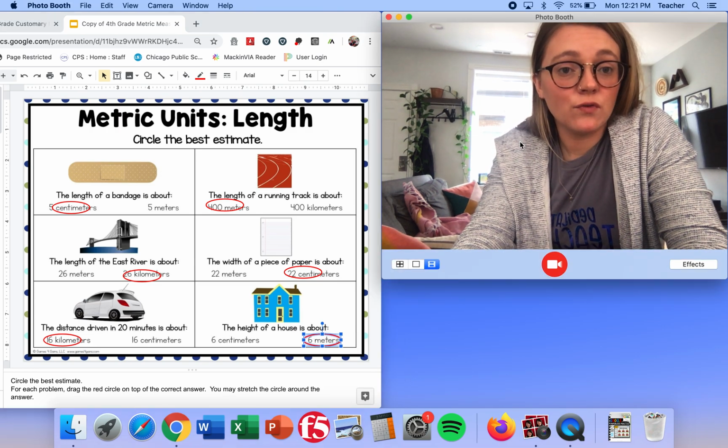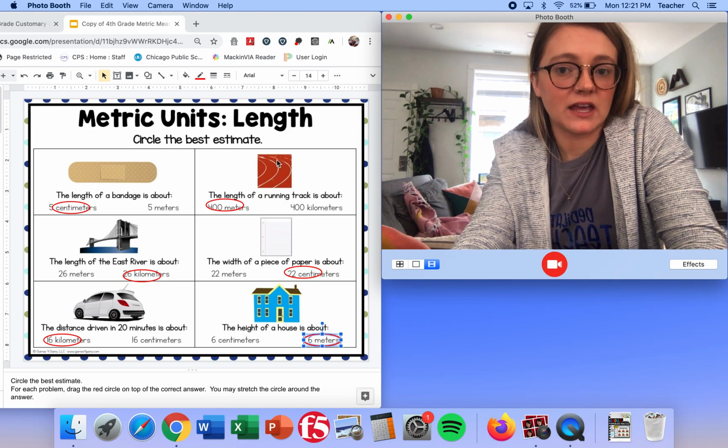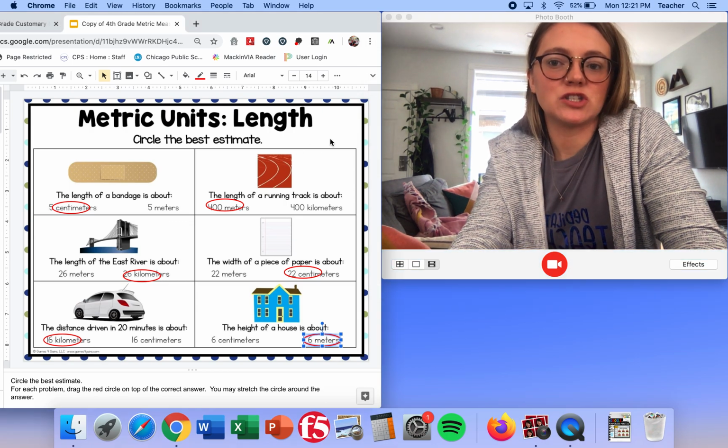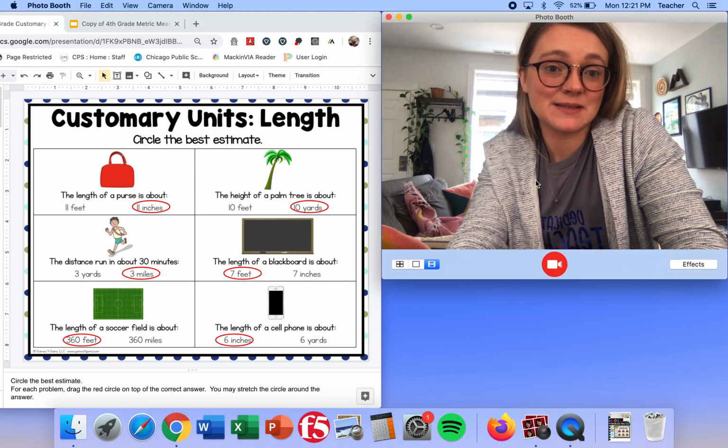So I'm going to post a Google form and some additional practice, and you guys are going to try estimating the length of things, of items, based on what we just learned with metric and customary units.